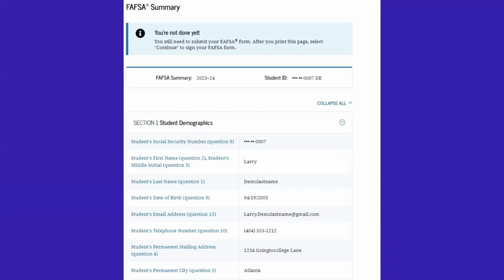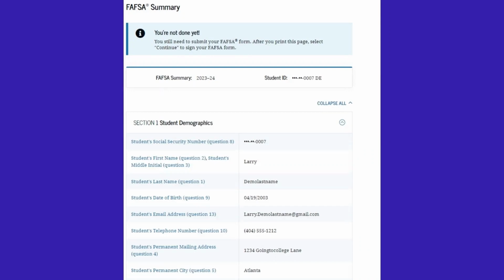Near the end here, they're going to ask you to print this page and then select continue to sign it. It's really important that you go ahead and print this. I would print it as a PDF and save it. Please go through and look at this form carefully one more time. This is what the colleges are going to see, and it's the format that they're going to see it in. So if there is an error in something, either a typo or a numerical error or something is just messed up, this is the time to check it and correct it.